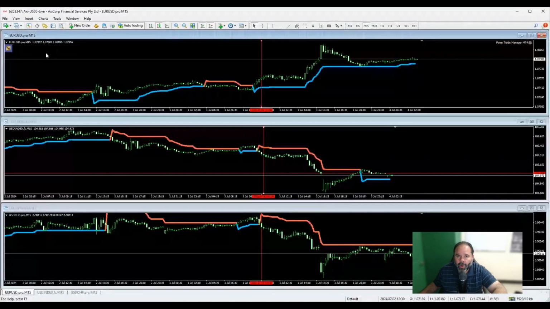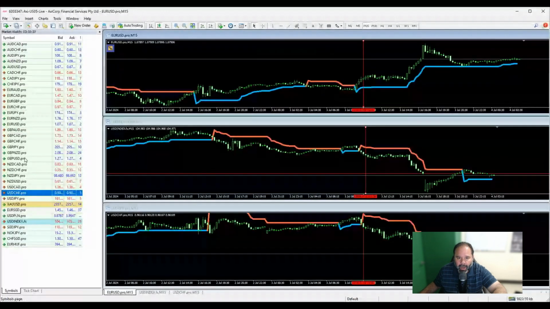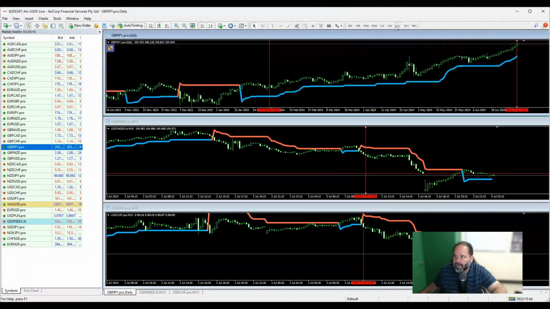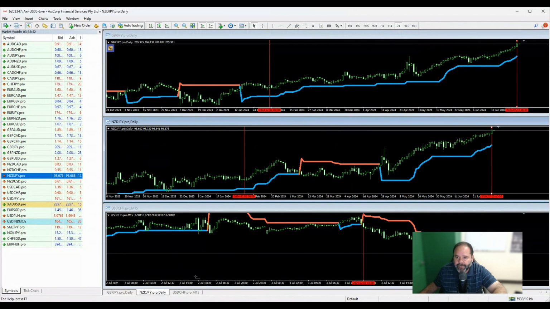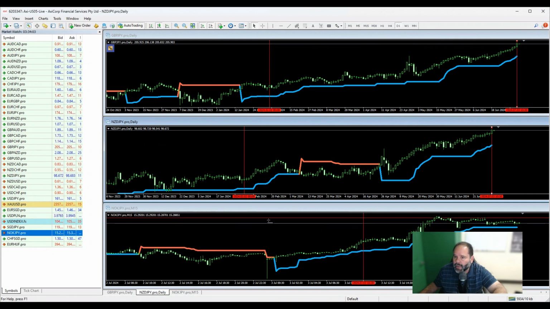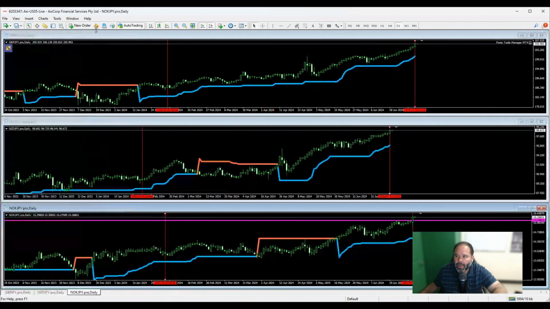MetaTrader right here. And let me go back to the MetaTrader. Here, here, and here. Okay, so we said it was GBPJPY right here. Let me put the daily chart right there. And then NZDJPY goes here, daily chart also. And then NOKJPY right here, daily chart. Now let's see how it looks.